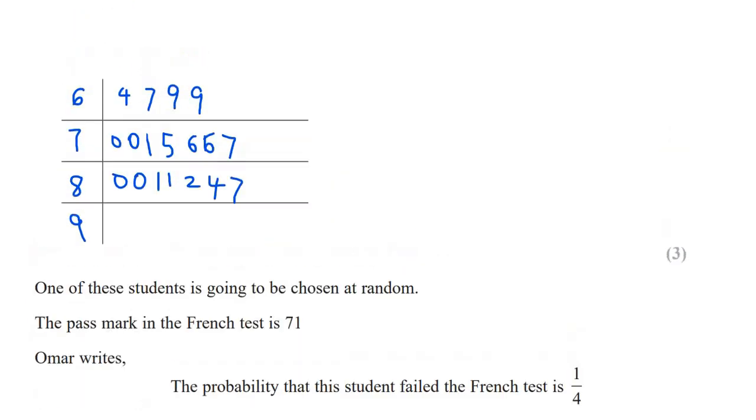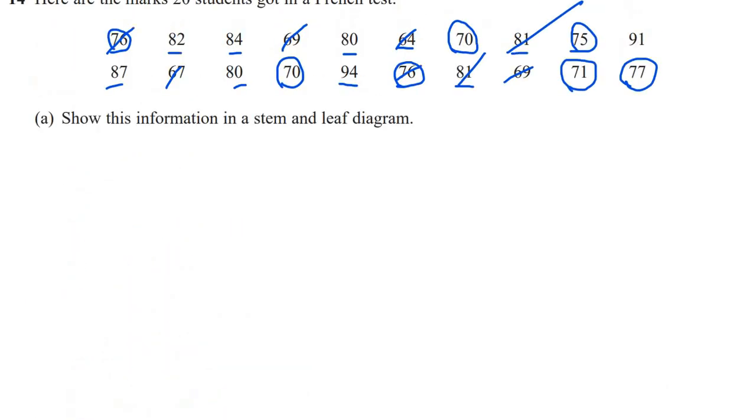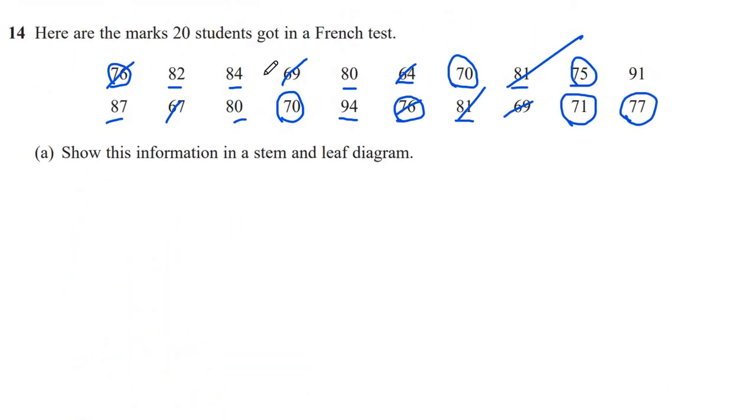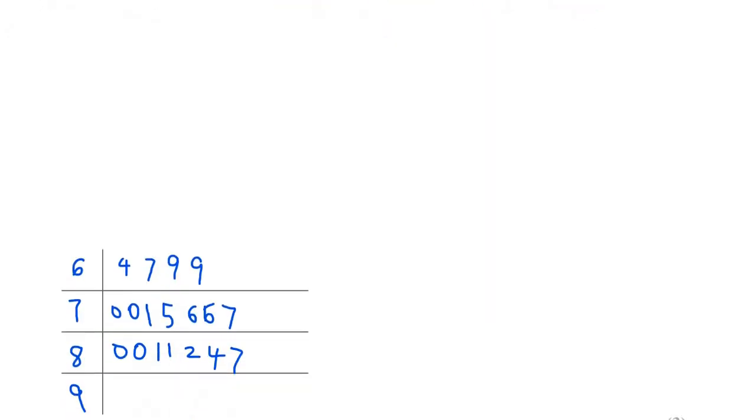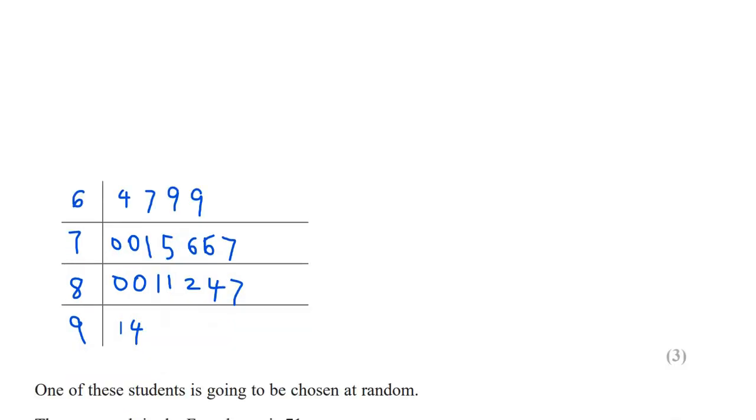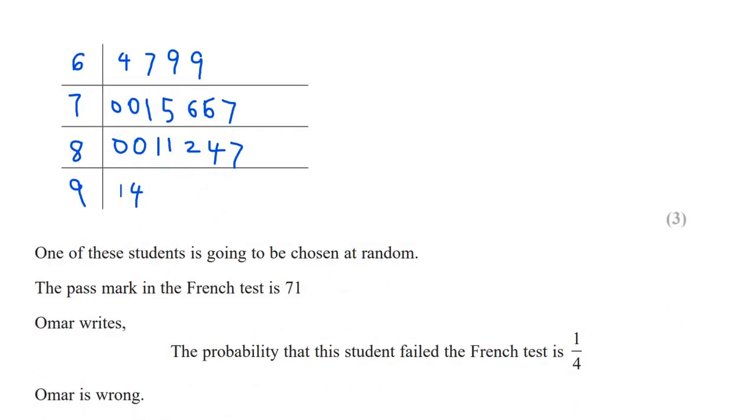Okay, then the numbers in the 90s. So we've marked all of these. We're just left with 91 and 94. So these are the two numbers left in the 90s, 91 and 94. So the stem and leaf diagram is done.